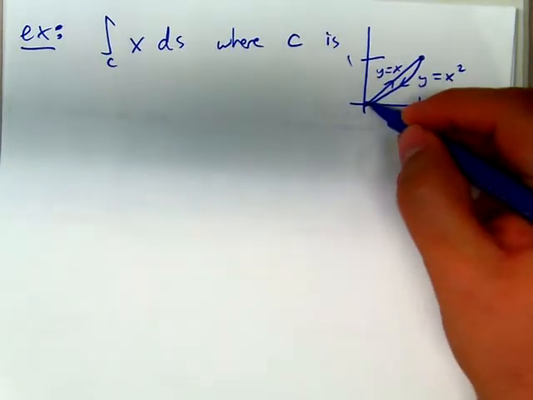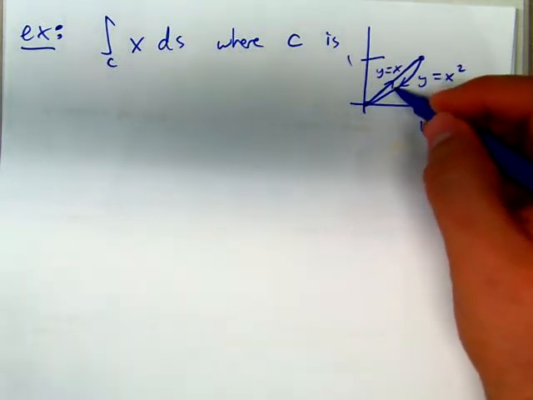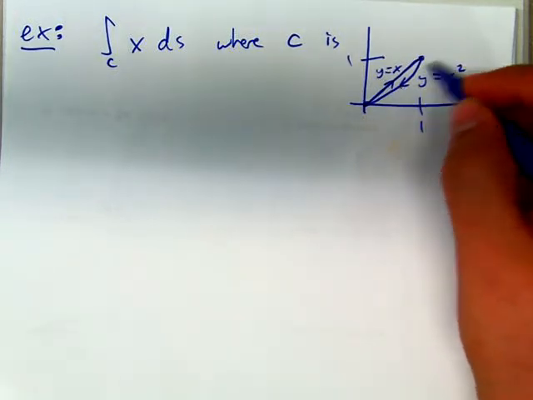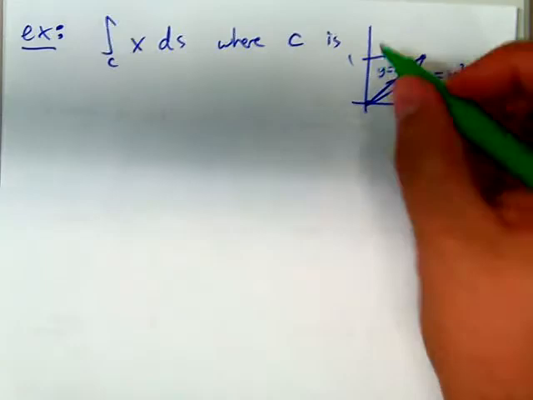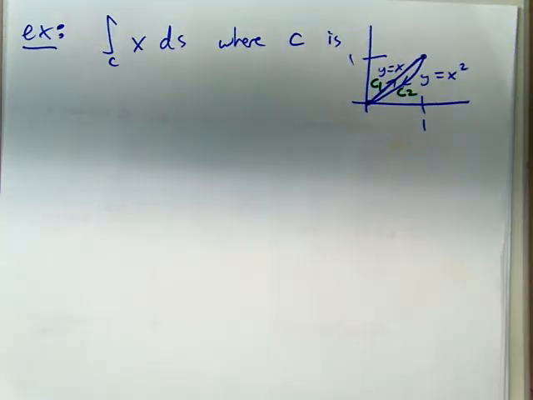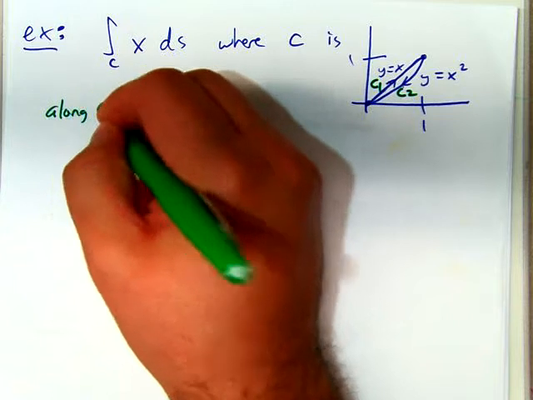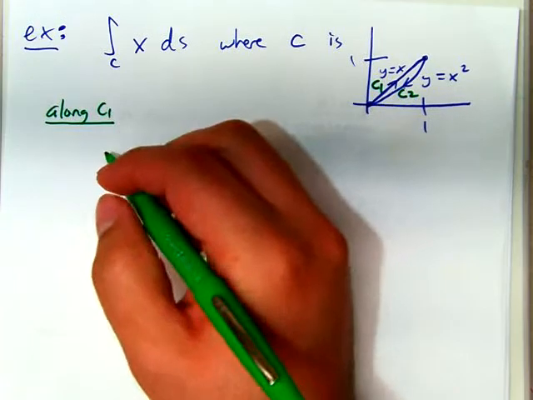Well, probably the easiest way to do this would be to separate this into two parts. So we'll call this first part C1 and then the part on the return C2. So what we'll do is set up two line integrals. We'll say along C1, we'll do that one first.